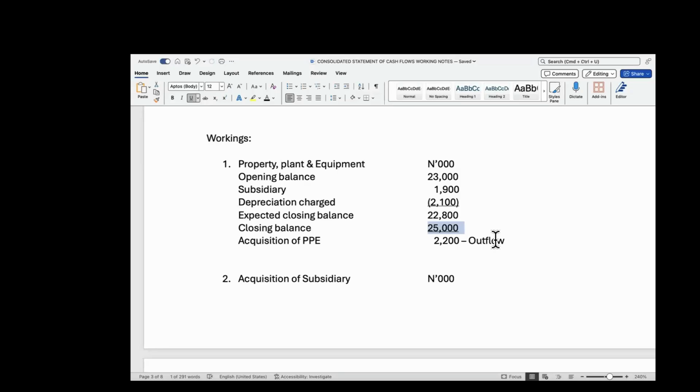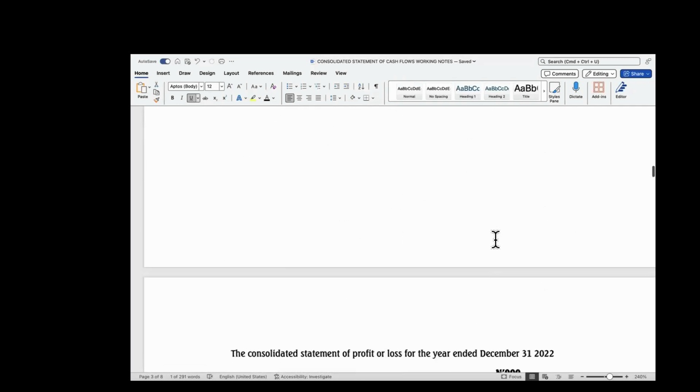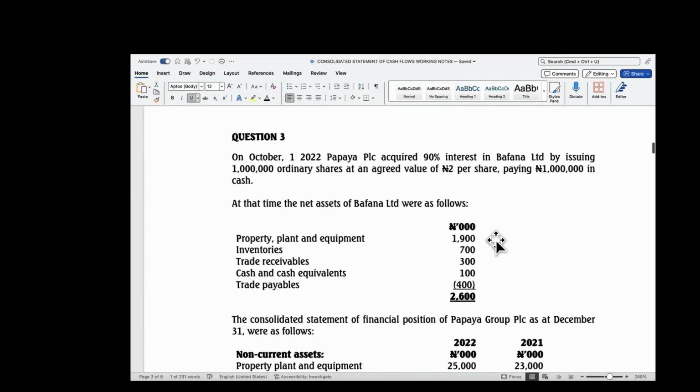It could be that they have sold, it could be that they have acquired, it could be that there was an impairment. So you can't rush beyond. It's better you see the movement so that whatever has happened in between, you have captured it. Then you can do your expected closing. You don't want to miss out any of those details. It doesn't really take time.